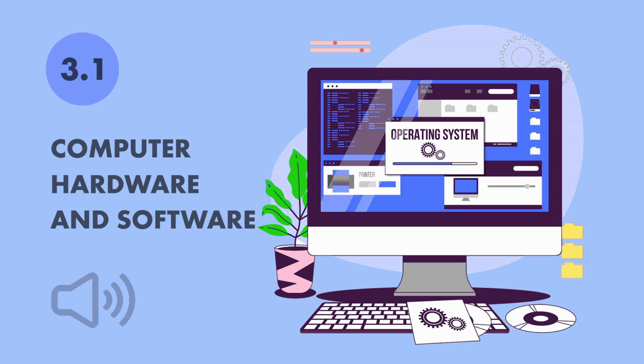Output devices give us the result of the work that computer has done. Monitor is the most important output device. We see all the progress of our work on the monitor. Other important output devices are printer, speakers, and headphones.